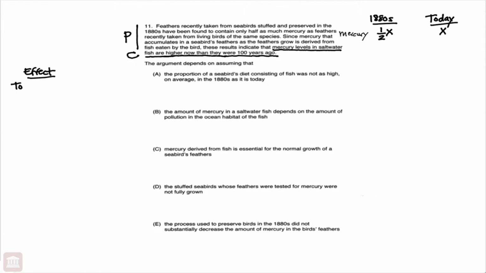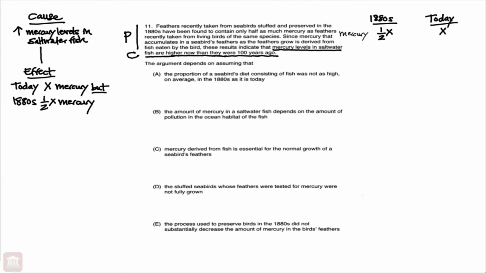So the fact that today we have X amount of mercury, but in the 1880s we had only half of that. And what is the author's proposed cause for this observed effect? And you notice it is that the mercury levels in saltwater fish are higher. All right, so now that we have a clear understanding of this argument, let's proceed to the question stem.